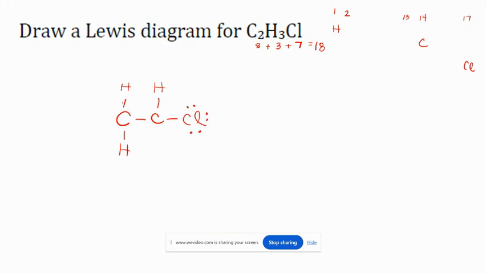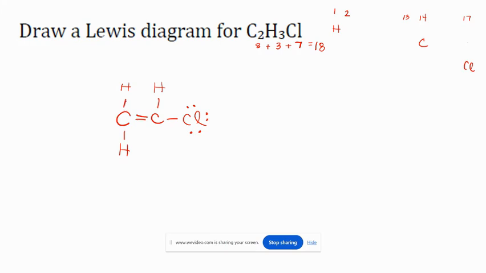Now I'm going to count up how many electrons I have. 2, 4, 6, 8, 10, 12, 14, 16. I still have 2 electrons that I need to place. I also have this carbon that's only at 6 and this carbon that's only at 6. So what can I do? What do I say for the last step if we ran out of lines? Double bond. Okay. So I'm going to double bond right here.